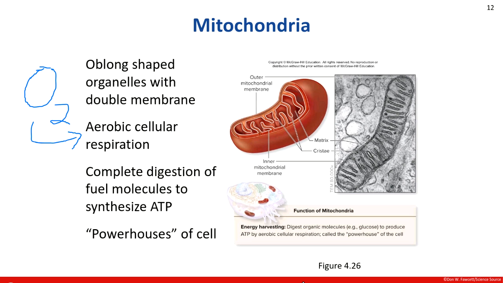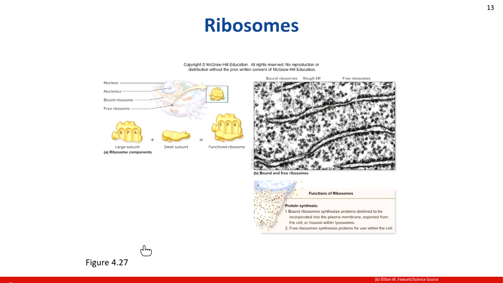It also does contain genetic information. And I talked about that before. I think I talked about that with you guys. Maybe not. But you do have 16 DNA strands in your mitochondria. All right, ribosomes.